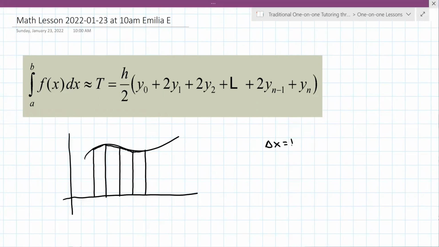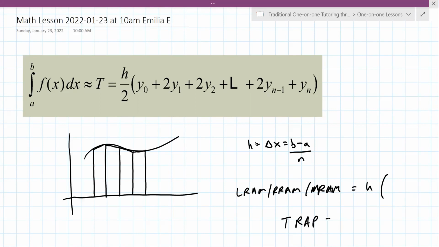If you recall, delta x was b minus a over n for left and right sums. It's the same here. But when you actually do the formula, I use delta x, I guess your instructor uses h here. The difference is, with LRAM, RRAM, MRAM, it's h times all this stuff. But for trapezoid, which sometimes is written like this, trap is h over 2, and then some similar stuff inside here. That's just something to keep in mind.